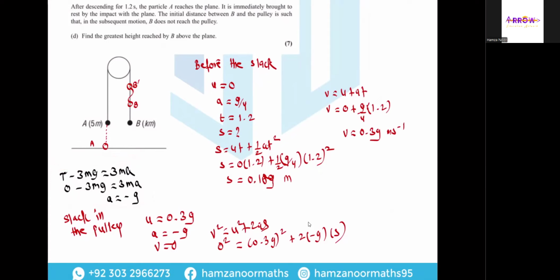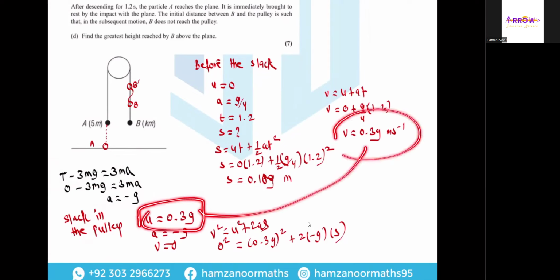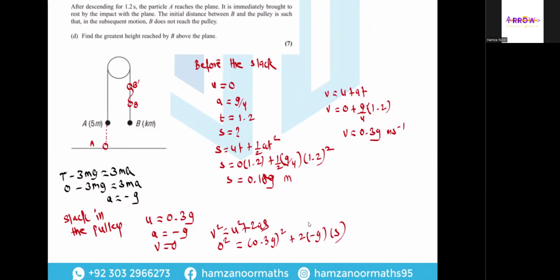So when the slack in the pulley happens, the final speed of the before-slack journey becomes the initial speed for the after-slack journey. When slack happens, u will be equal to 0.3g, and acceleration is minus g. At the highest point above the ground, the final velocity of particle B will become zero, because after this particle B will change its path of motion and come down again. Particle B will change the direction of motion. So at the highest point above the ground, velocity will be zero, meaning its speed will be zero.